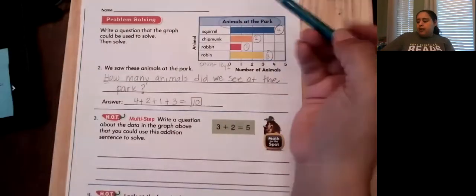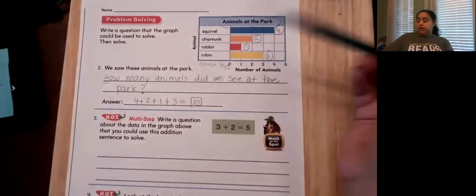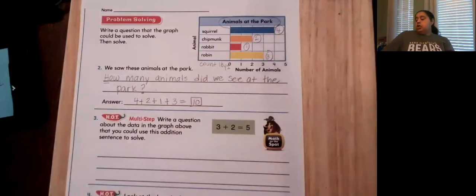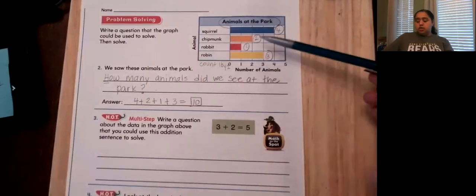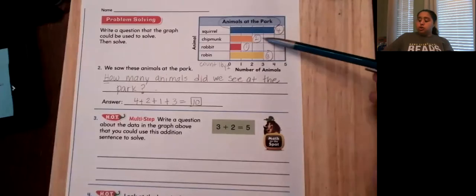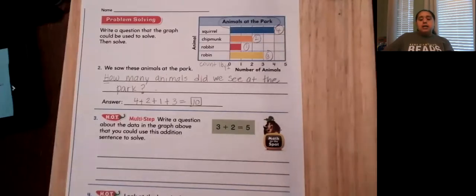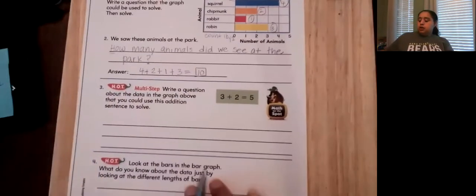Now, you could have asked how many squirrels and chipmunks did we see in the park? And that would be 4 plus 2. You could ask how many animals were not rabbits. And so which ones are not rabbits? Squirrels are not rabbits, chipmunks are not rabbits, robins are not rabbits. So we would add 4, 2, and 3. Many, many different types of questions that you can ask. You need to come up with your own question. So let's move on to the next one.